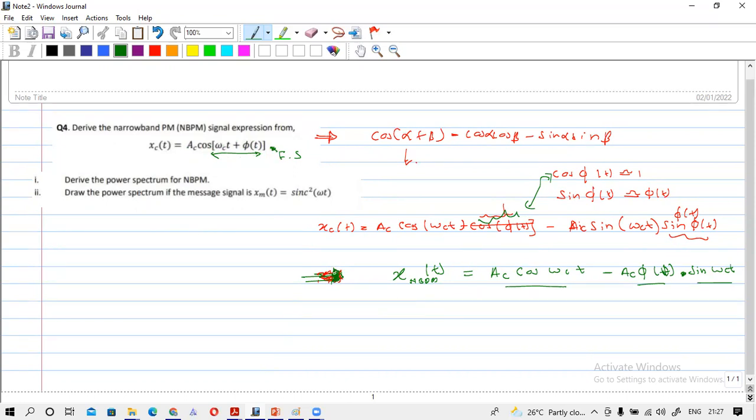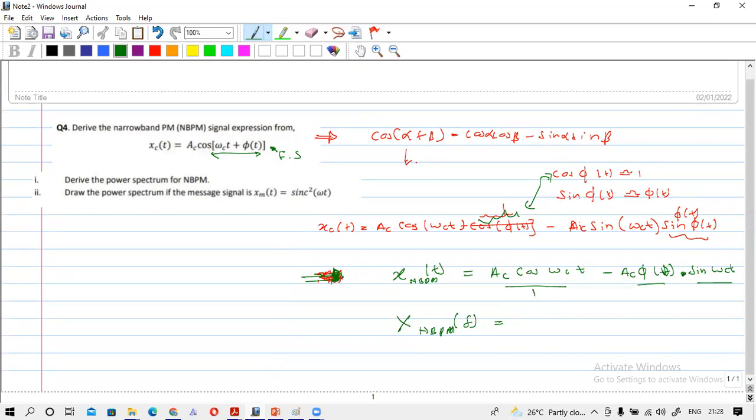So we have already derived the spectrum for the narrowband assumption, so I'm not going to derive it here. Please go through that tutorial session. It is the frequency domain analysis of phase modulated signal. That is the tutorial session, so you can go through that. Okay, so here narrowband PM.